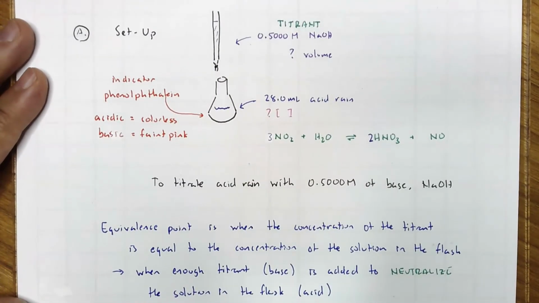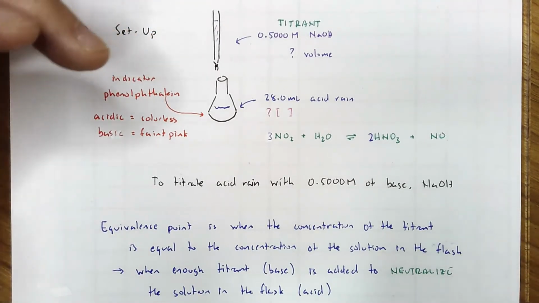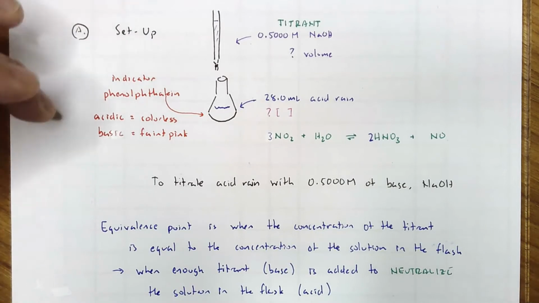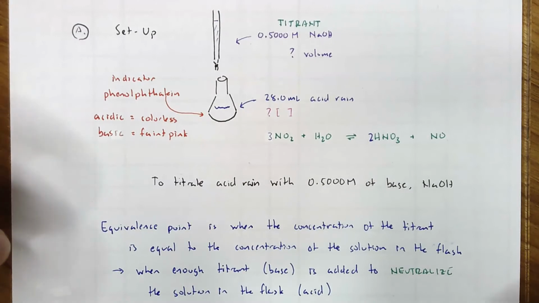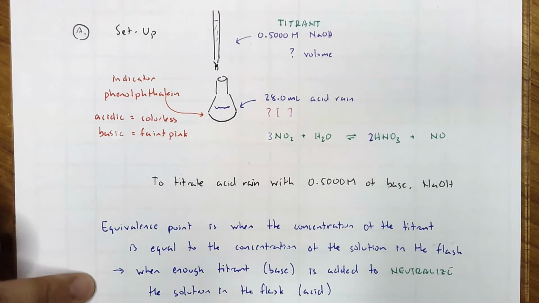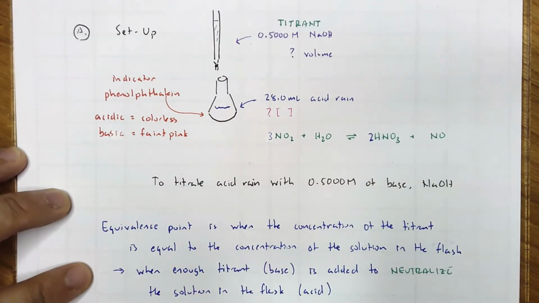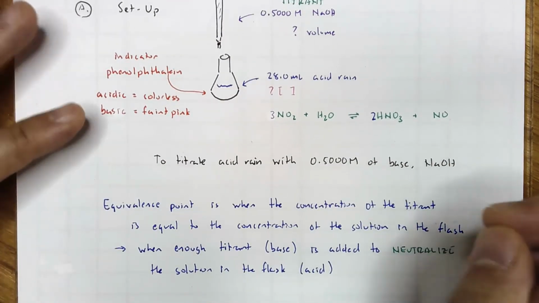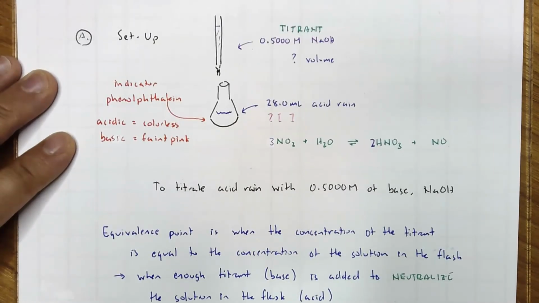So there's the setup. You are adding titrant, or you're doing a titration until you get to the point where you're at the acidic basic border, and that border is the equivalence point because that indicates when enough titrant is added to neutralize the solution in the flask. Now, you could have it reverse. You could be titrating a base with a titrant that is acid, but this is the most common setup.